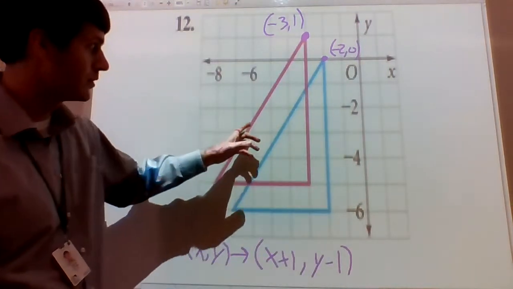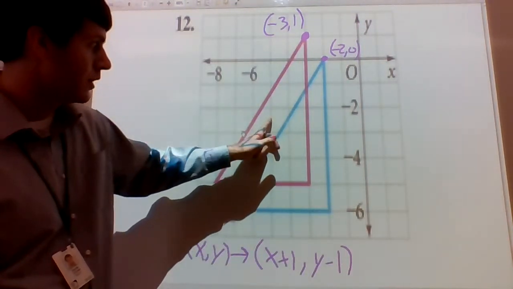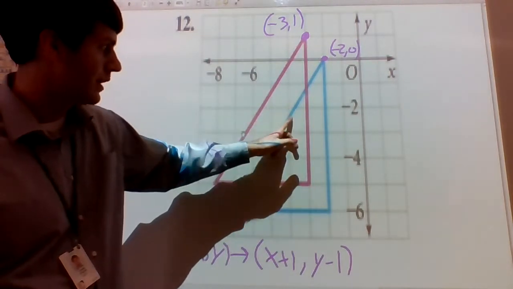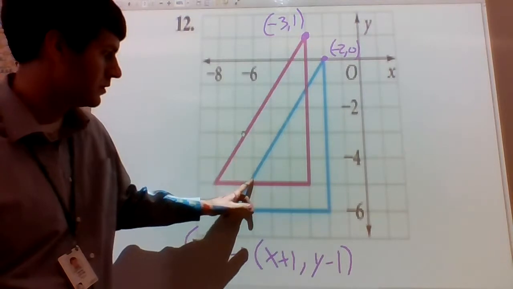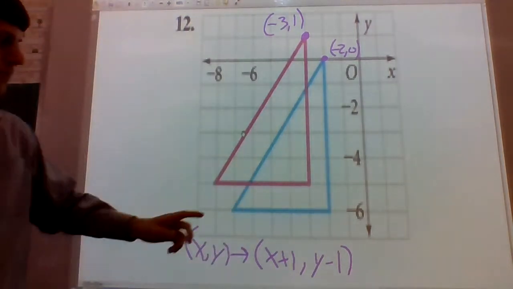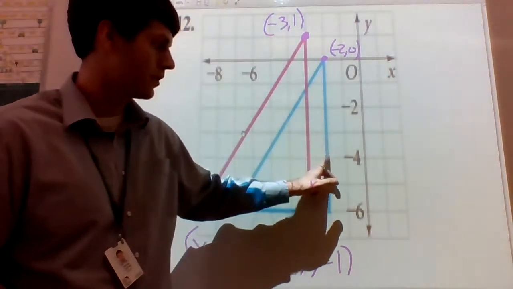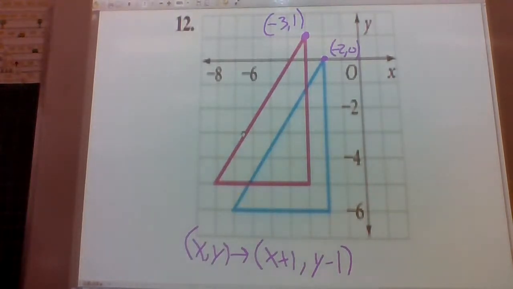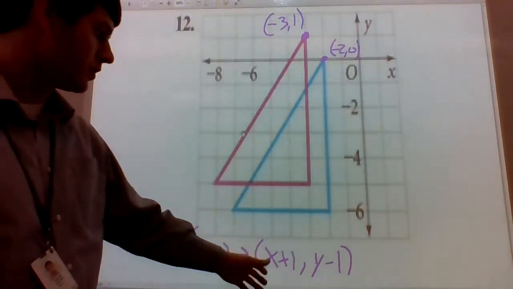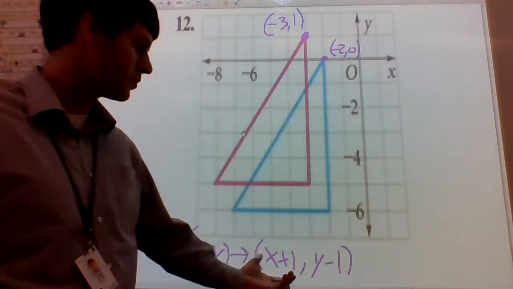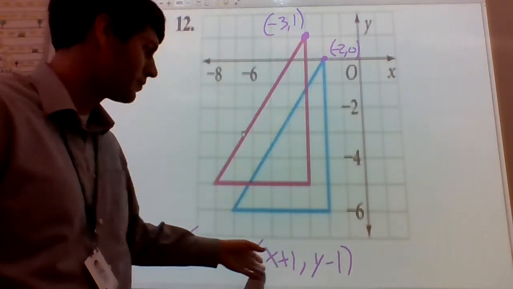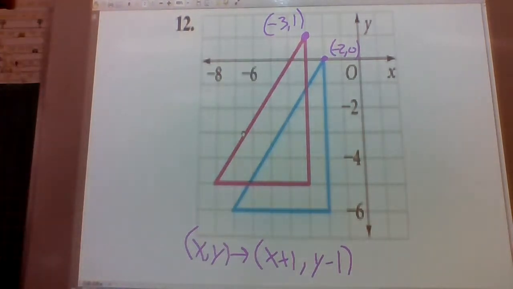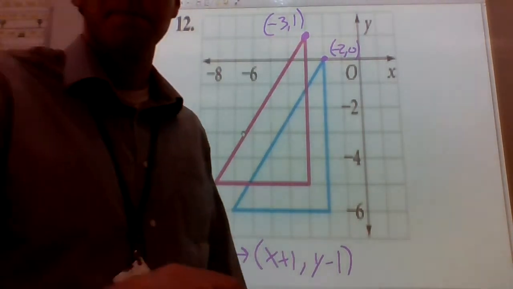You can even pick points in the middle. To the right 1, down 1. Okay, so our notation there is xy maps to x plus 1, y minus 1. X maps to x plus 1, y maps to y minus 1. Okay, so that is the 7 through 12 practice problems. Translation.